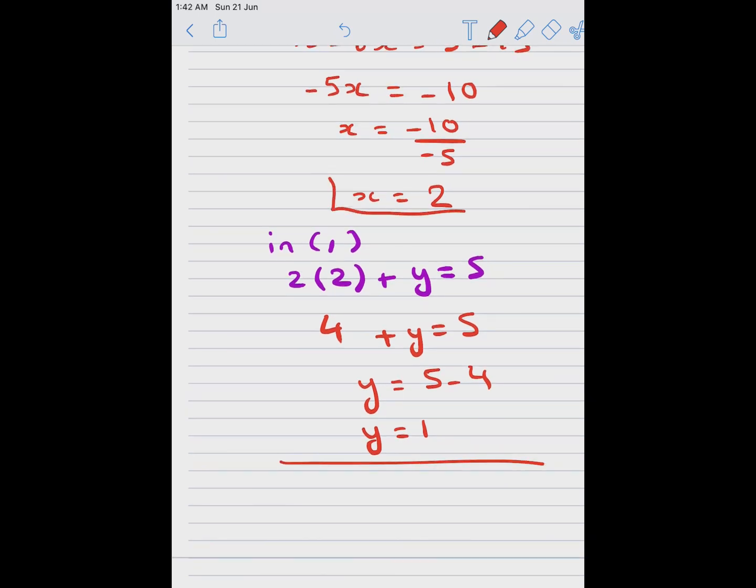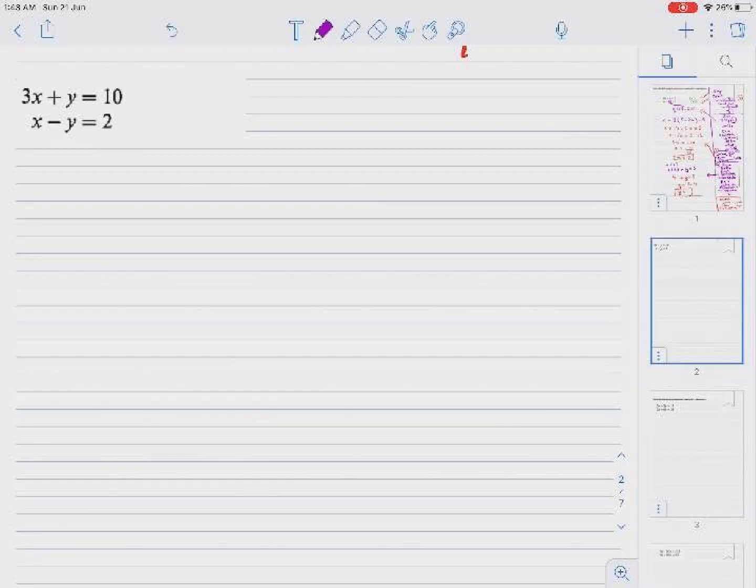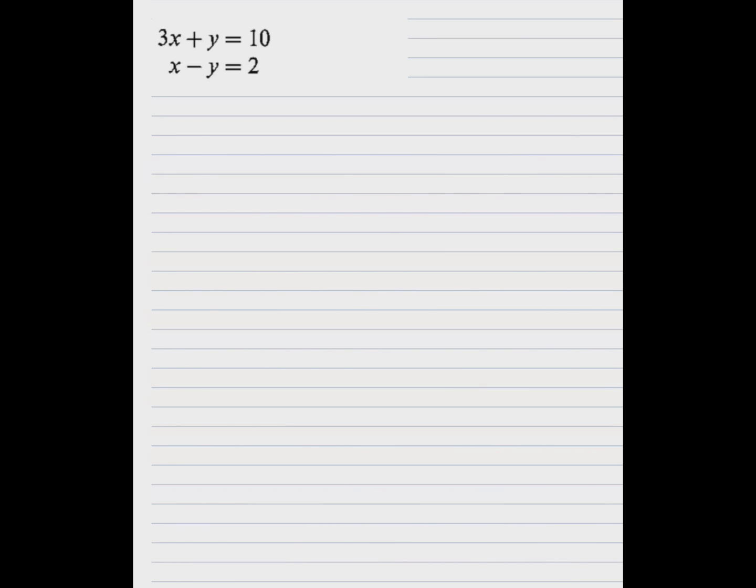So x is 2 and y is 1. Now let's see another example. We will just do exactly the same steps. So again, I search for a variable that has a coefficient of 1. So I have here 3x plus y is equal to 10.